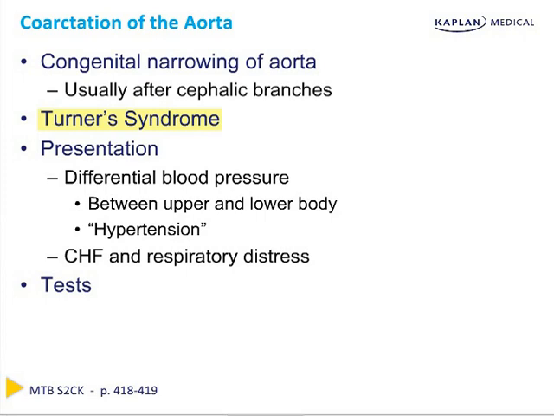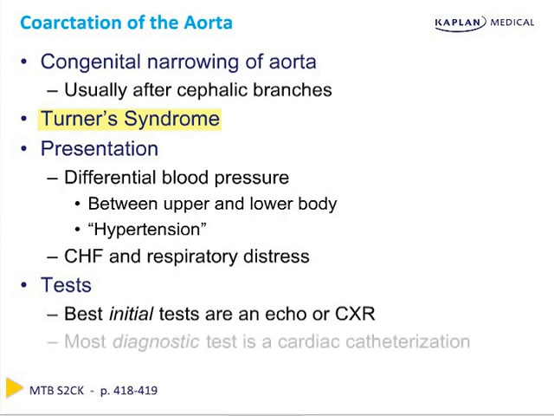The tests are going to be the same as they've been for all the congenital heart diseases so far. You want to start with an echo because that's a good place to start. There's a lot you can visualize of the heart and maybe of the associated vasculature. And the most diagnostic test is going to be a cardiac cath because you'll directly be able to detect the differential blood pressure at the point where the coarc exists.